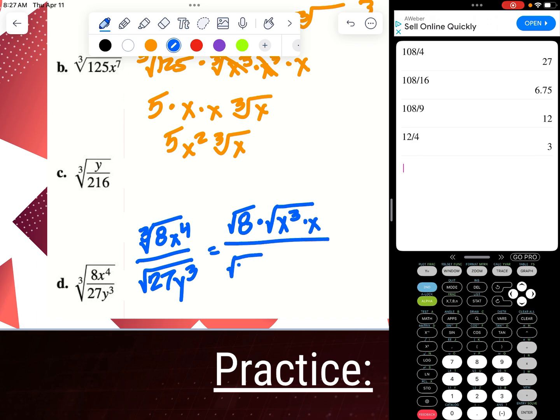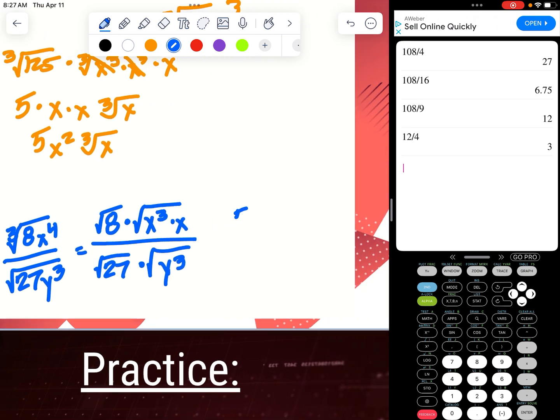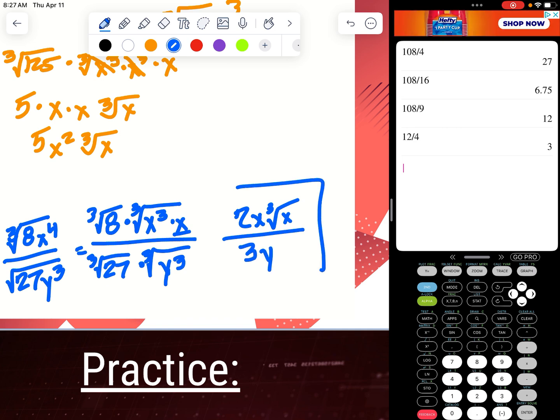The cube root of 27 times the cube root of y to the 3rd. Cube root of 8 is just 2. Oh, I forgot my cube. Cube root of 8 is just 2. The cube root of x to the 3rd is just x, and then I'd have the cube root of this single x left over. Cube root of 27 is 3. Cube root of y to the 3rd is y. So here would be my final answer.